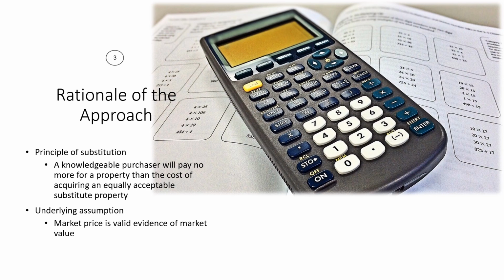A knowledgeable purchaser will pay no more for a property than the cost of acquiring an equally acceptable substitute property. The underlying assumption is that market price is valid evidence of market value.